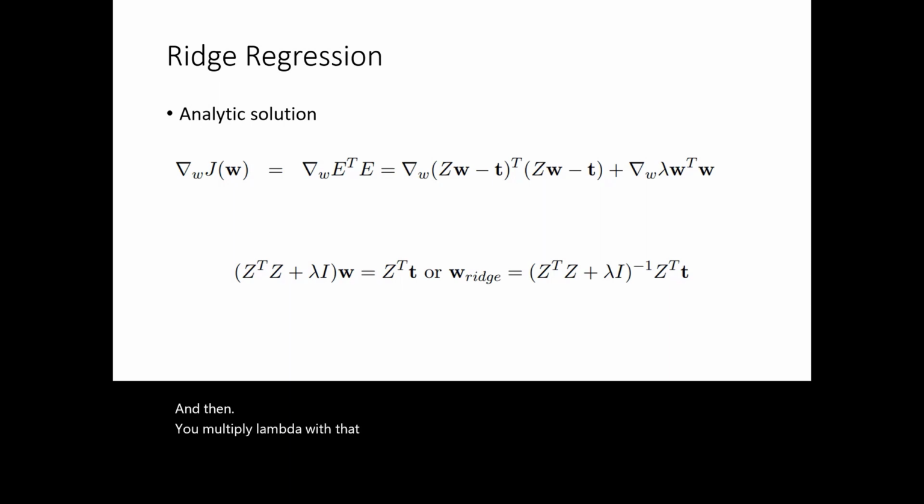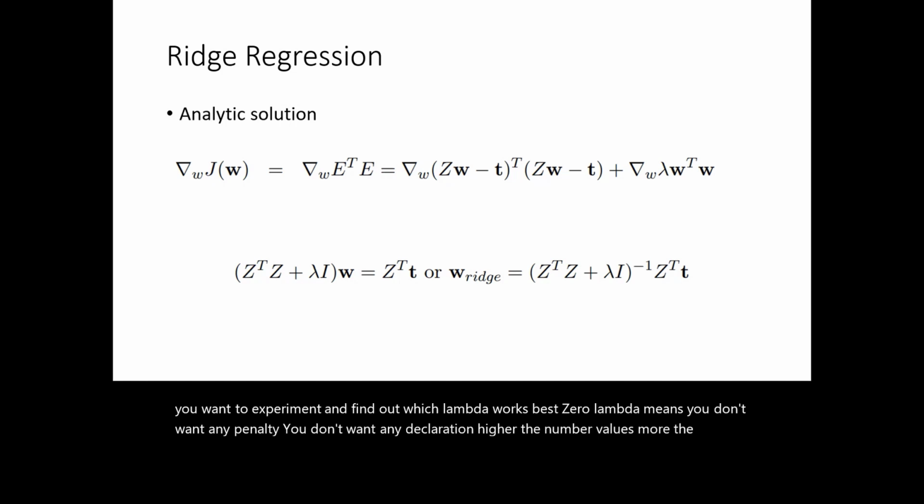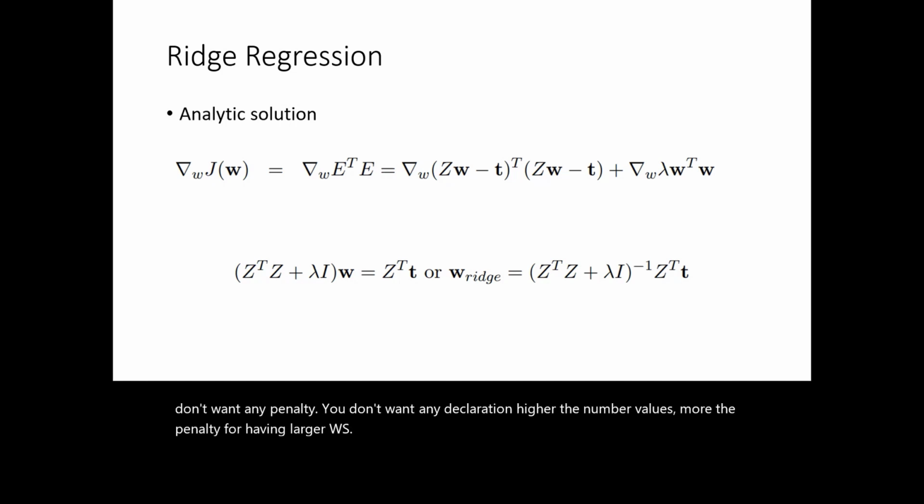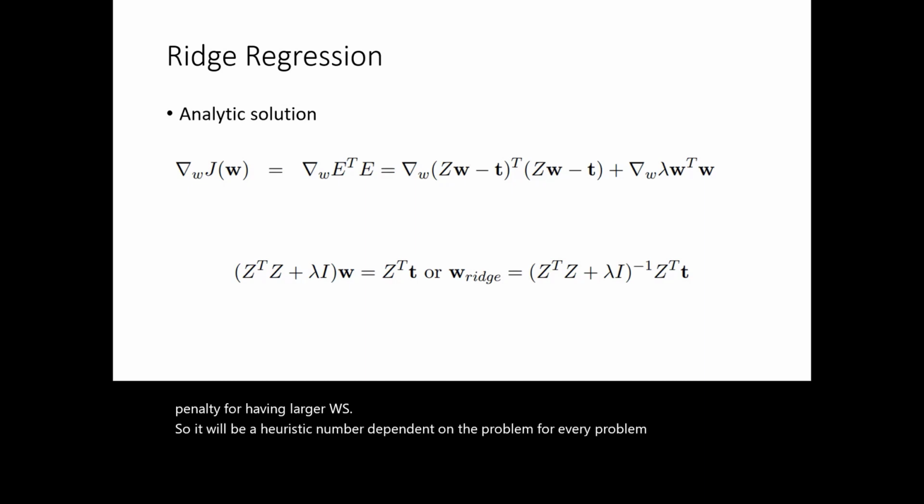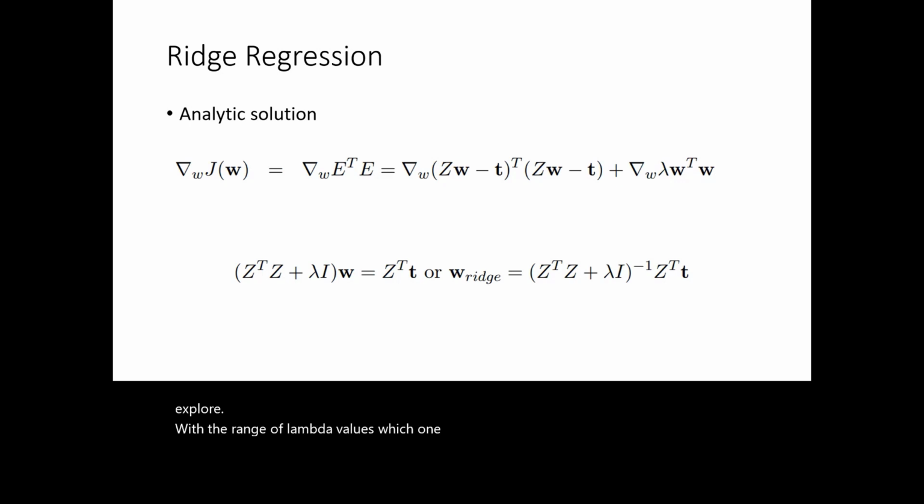So lambda here, I didn't mention, is again a heuristic number. You want to experiment and find out which lambda works best. Zero lambda means you don't want any penalty, you don't want any regularization. The higher the lambda values, the more the penalty for having larger W's, the more the regularization. So it will be a heuristic number dependent on the problem. For every problem, you will explore a range of lambda values, and see which one works best through cross validation. But let's say we found that lambda 0.002 is the best one.